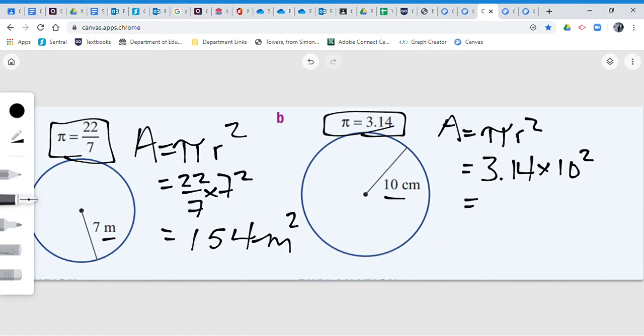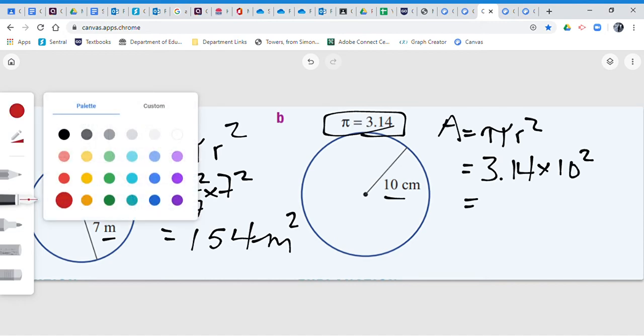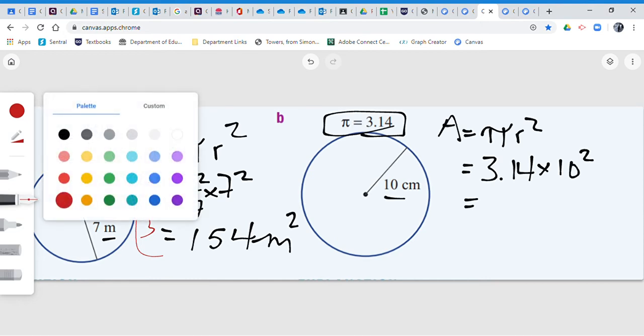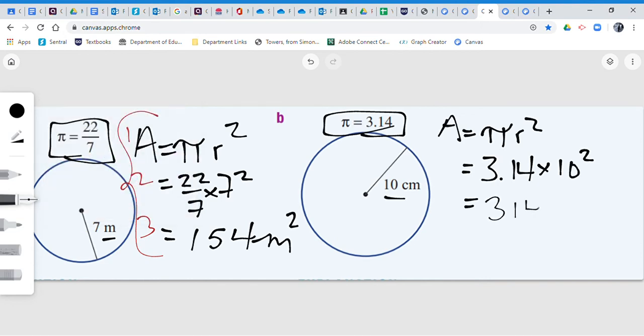And again, you'll remember I said I want to see 3 lines of work. And please notice there are 1, 2, 3 beautiful lines of working, as I would expect to see from you when you're handing in your work. Please do not give me final answers. 3.14 times 10 squared gives me 314 centimeters squared.